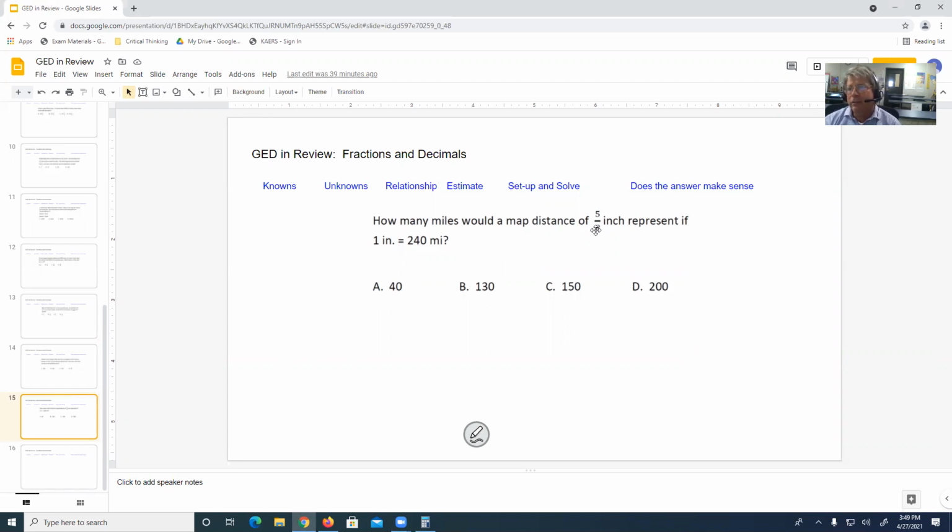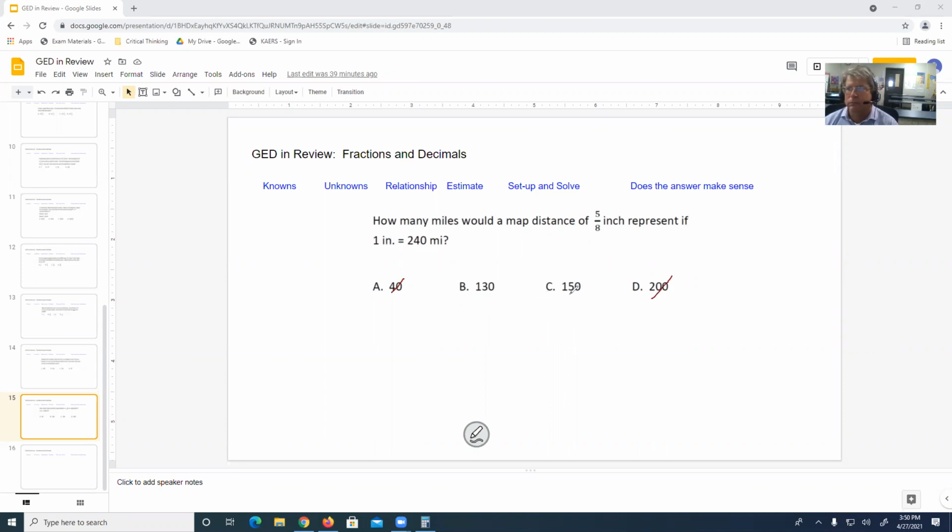Notice that 5/8, because I know that 4/8 would be a half, because 4 out of 8 would be half. So 5/8 would be more than a half. Well, a half inch would be like half of 1 inch. So half of 240 would be 120. So to me, the answer's got to be a little bit more than 120. So what I can probably rule out is probably A and D. So I'm really down to this 130, this 150.